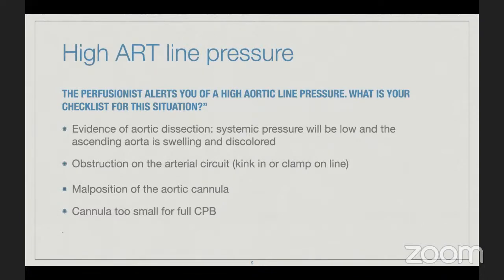If there is none, you need to look for any obstruction in the arterial line, any kink or clamp, and whether there is malposition of the aortic cannula by palpating the aorta. You also need to check if the cannula is too small for the bypass or not. Is it an adequate size?